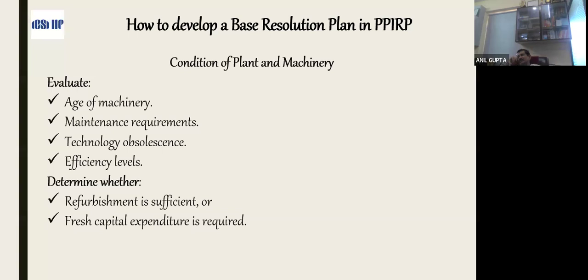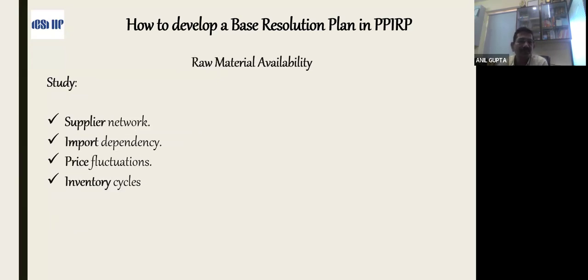Efficiency levels. For the machinery, whether it is comfortable for the particular workers or not, determine whether reimbursement is sufficient or fresh capital expenditure is required. Sometimes, if any modification is done to the existing machinery, then it will automatically work for so many more years. Or fresh capital, if the company has to change it, there is no other alternative. All this information is available in the TEV report that is to be provided by the consultant.